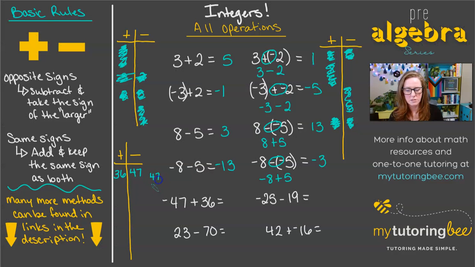And I'm just going to set this up right here, right next to my problem, and go ahead and subtract. So 7 minus 6 is 1, 4 minus 3 is 1. So I'm going to go ahead and write down the 11. And now I'm going to go back to my two columns here to see what the sign should be. 47 is the larger of these two numbers. It is in the negative column, so our answer is -11.